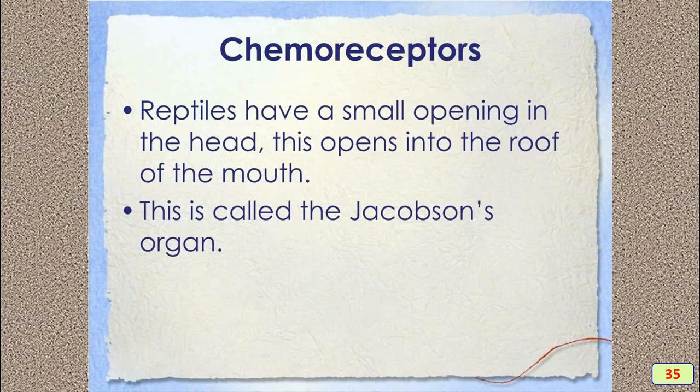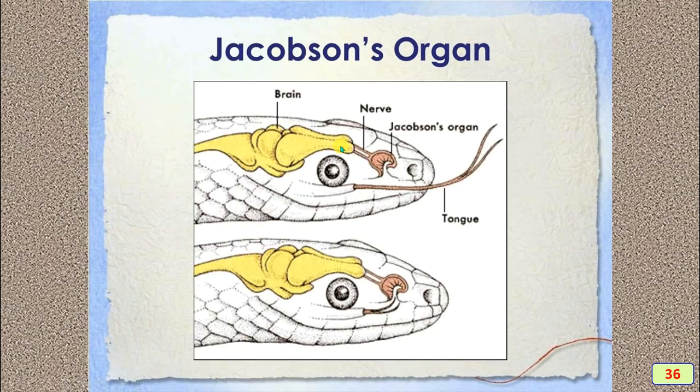And reptiles like the snakes have a very small opening in the head, and this opens into the roof of the mouth, and that's called the Jacobson's organ. And see here, this is the Jacobson organ, which is present below the nasal opening. So they are unable to recognize the taste from the tongue actually, but they are able to detect it from the Jacobson organ and send it to the brain, and accordingly it's going to smell.